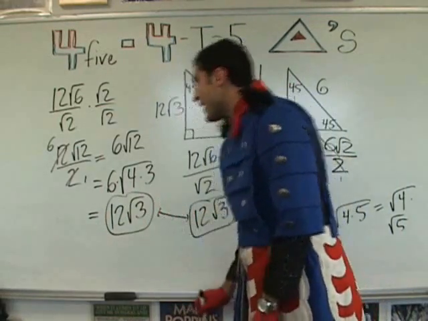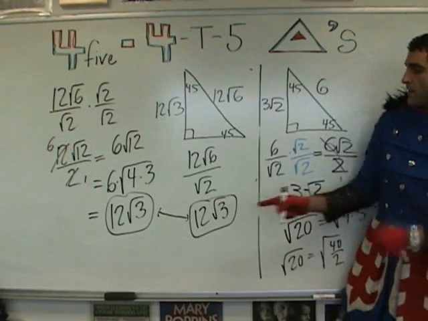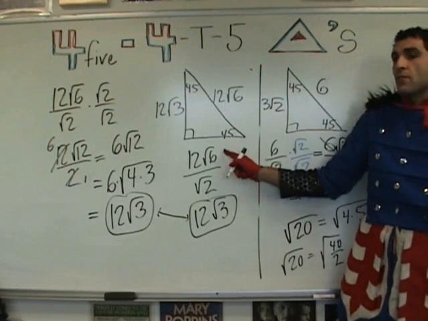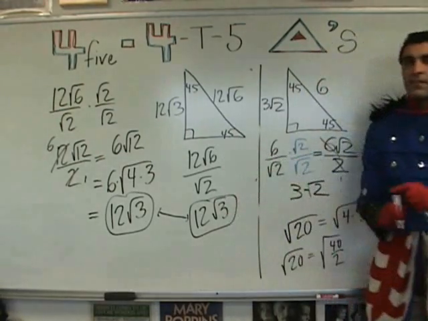The point is, why I did all this work is to prove that it's not necessary. The idea is that if you know the rule that you can divide radicals, then you can combine these two, and there's no work necessary.